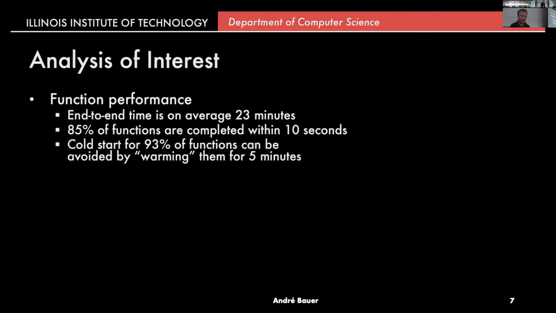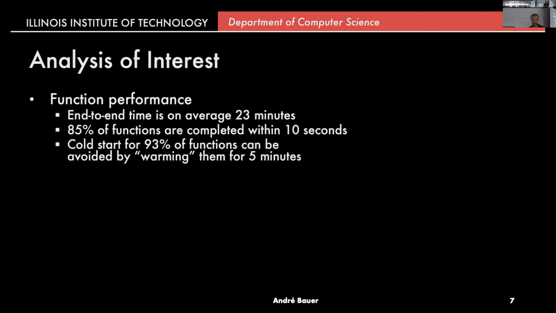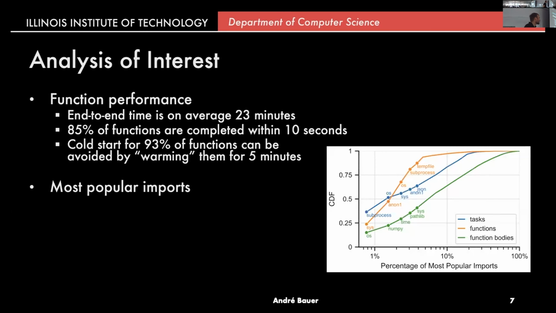And we were also looking, for example, at how we could set a warm time. So keeping the functions alive without spending resources after their usage. If you would say 5 minutes is a good cutoff, we could keep 93% of the functions warm and therefore avoid cold starts. We're also looking at what the most common libraries used are. For example, NumPy is quite often used. Based on this information, we had a paper recently at eScience, if someone wants to read it.